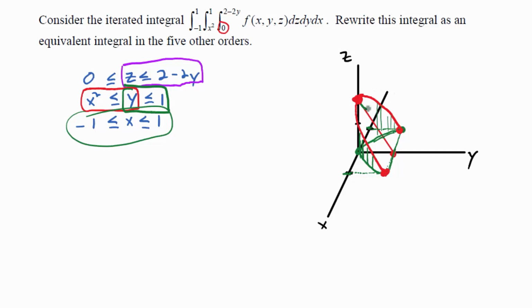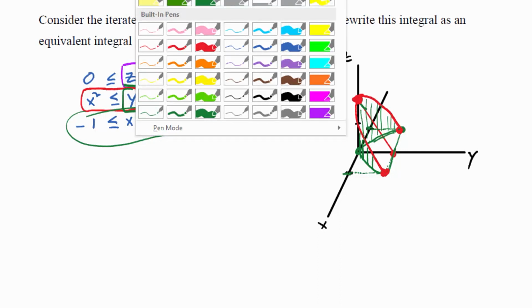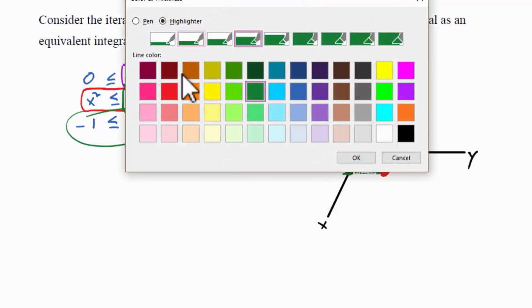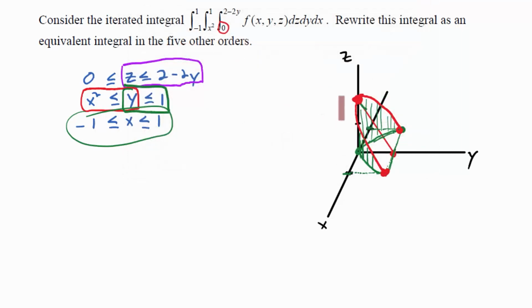All right, so let's see. I'll try to highlight the plane in red, because that's going to be the ceiling. Let's see if this works. If not, I'll have to erase it, but let's see if this works. Let's go to Draw, go to Highlighter, make it red. So this is the plane z equals 2 minus 2y. It's just cut off at the intersection curve where it meets the parabolic cylinder.